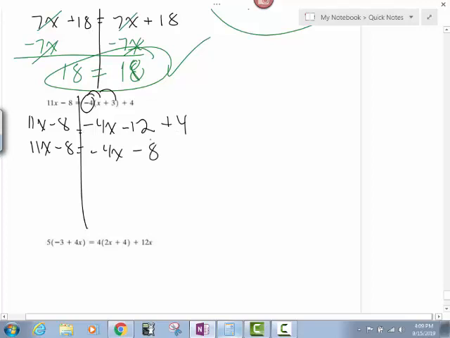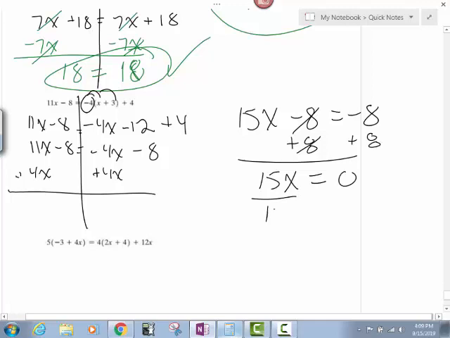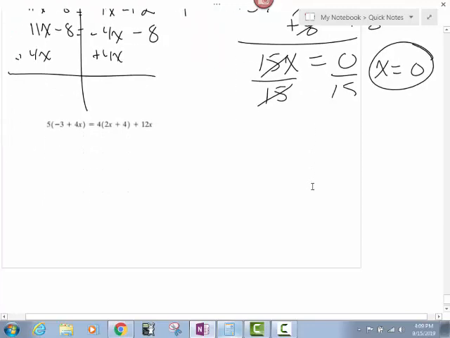Okay. Let me go ahead and add 4x to both sides. So now I have a 15x minus 8 equals negative 8. When I add 8 to both sides of the equation, we get 15x equals 0. Divide both sides by 15. And 0 divided by 15 is still 0, right? Good. Okay.